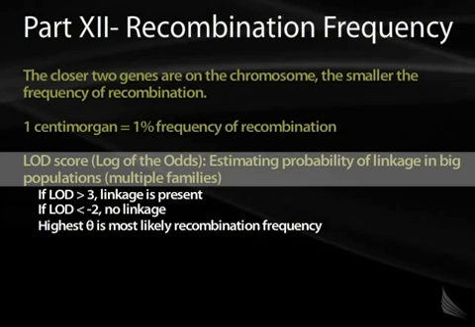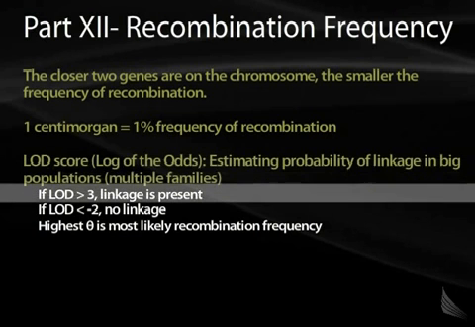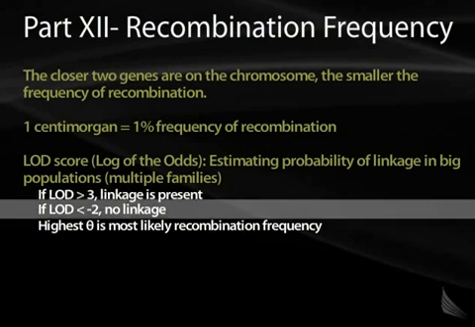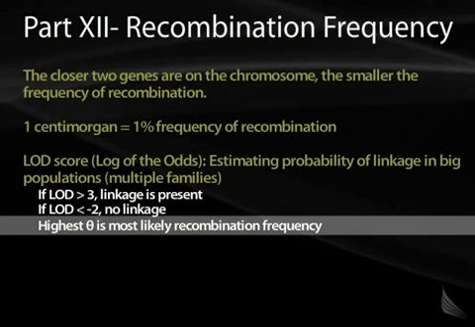Now, we're not going to go into all of the math that encompasses, because it's way beyond the scope of the boards, but what you do need to know is that if the LOD is greater than 3, that indicates that there's linkage present. If the LOD is less than -2, that means there's no linkage. Now, you'll see something called theta. Highest theta is the most likely recombination frequency. So that's what you need to know about centimorgans and LODs. Other than that, it's a lot of math that you really don't need to have the specifics for in order to do well on your boards.